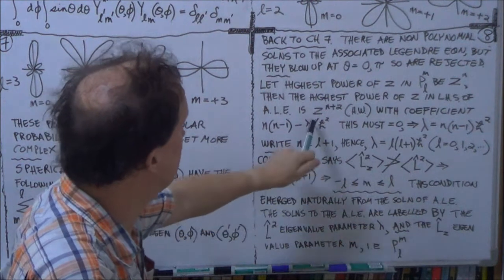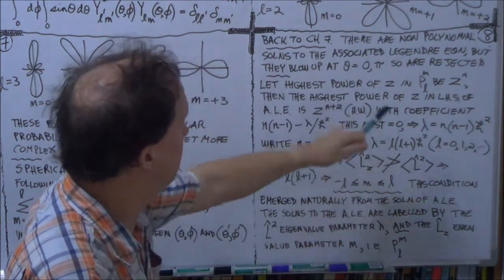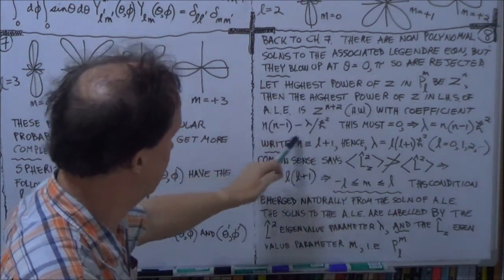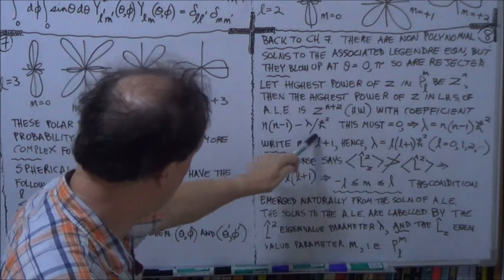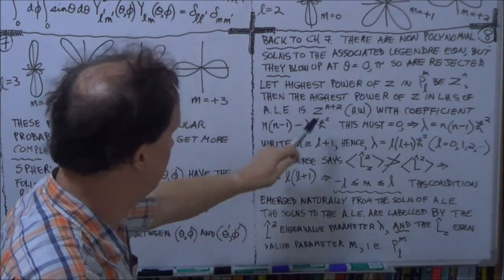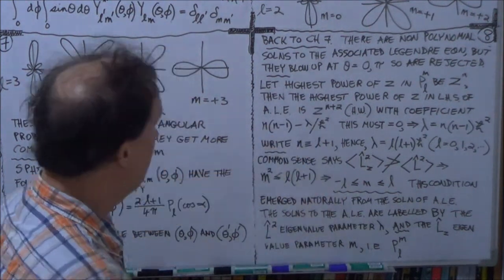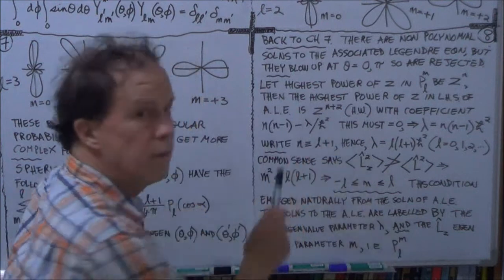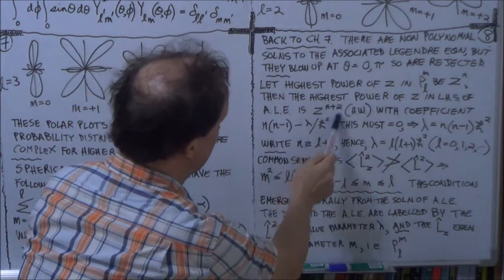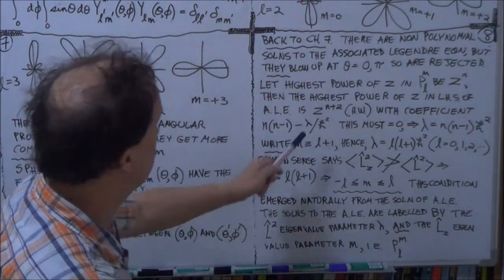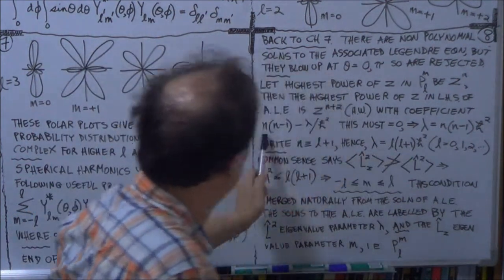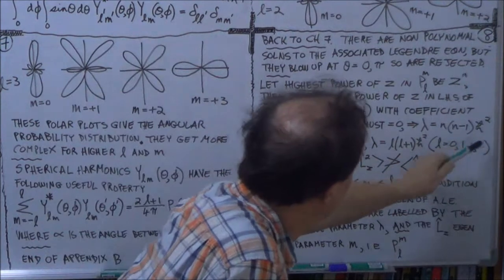Well, what's the coefficient of this highest power? Well, you can work it out. It's not too hard. It ends up being this. This is the coefficient of the highest power of z in this equation. Because all coefficients have to be 0, this coefficient of the highest power also has to be 0, and therefore you can solve for lambda. So lambda is just n times n minus 1 h bar squared.